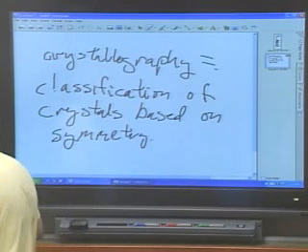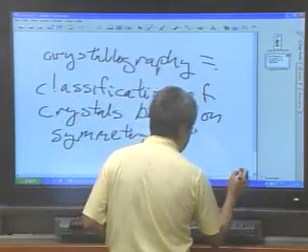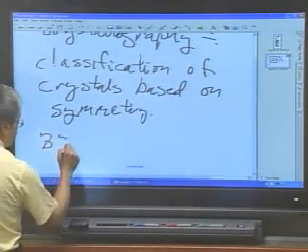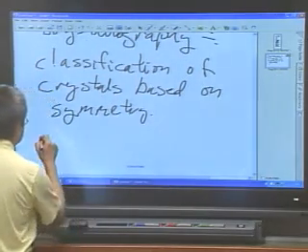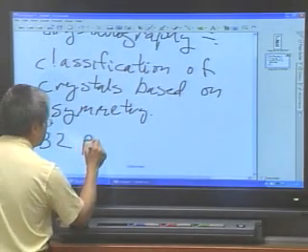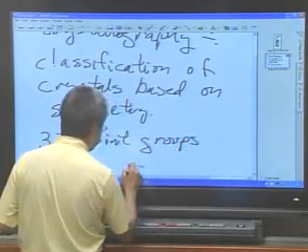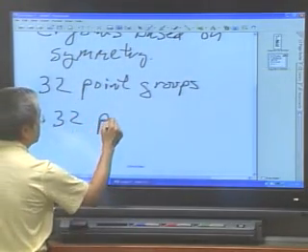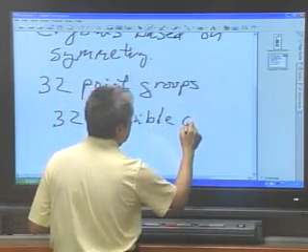And there are sort of two classification schemes. One is more general, and the other is more specific. The more general one is what is called the point groups. And for the point groups, there are 32 point groups. The 32 point groups are basically 32 possible combinations of symmetry elements.